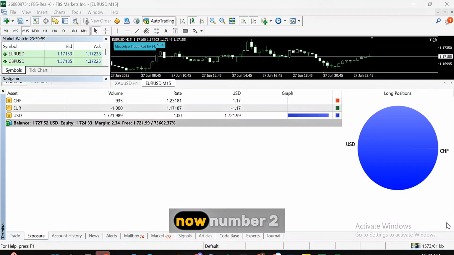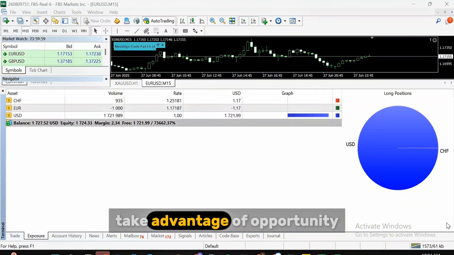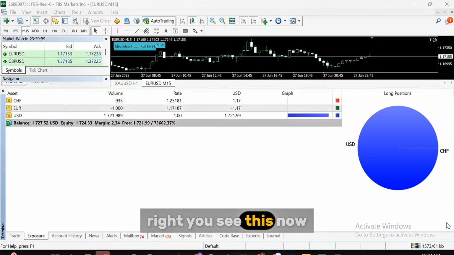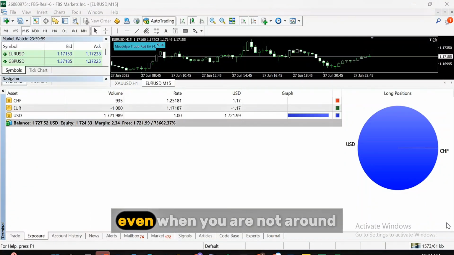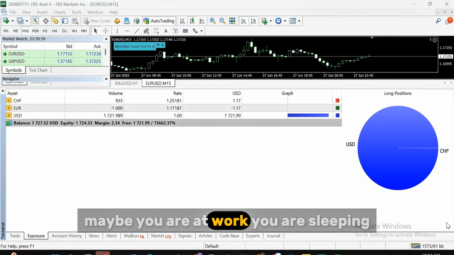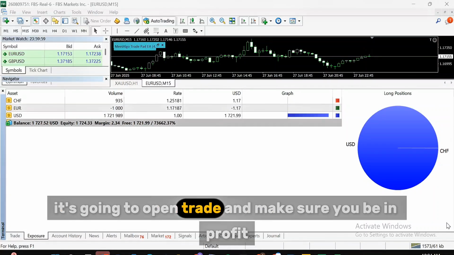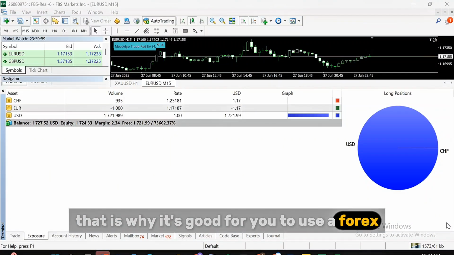Number two, the bot trades 24/7. The bot can take trades around the clock, taking advantage of opportunities even when you are not available. The bot can open trades 24/7 even when you are not around, maybe you are at work or sleeping. Once the bot finds an opportunity, it is going to open a trade and make sure you are in profit. So take note of this. That is why it's good for you to use a forex trading robot.